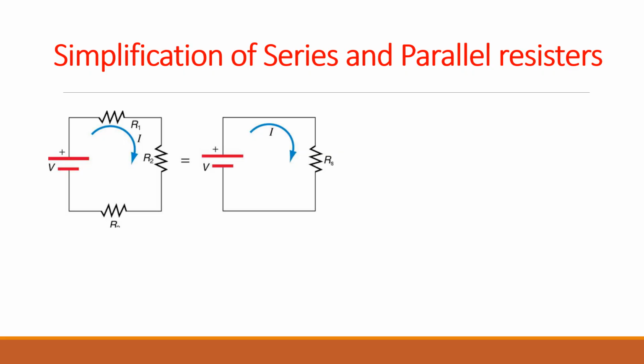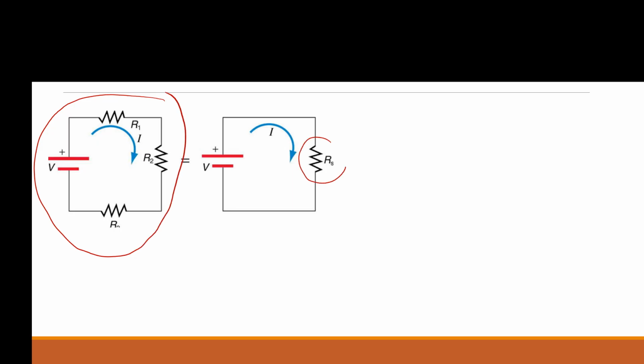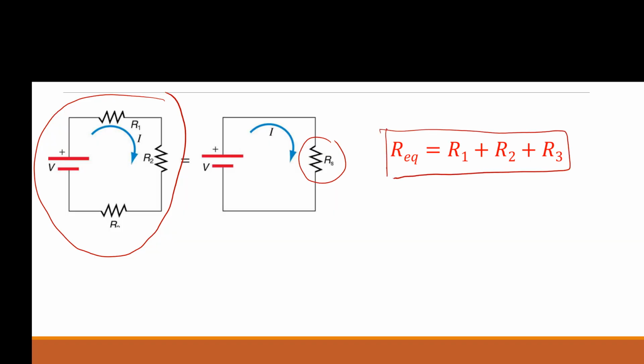Now let's see how to simplify the resistors when they are in series and parallel. In this circuit we have 3 resistors in series. We can simplify it to a single resistor by just adding these 3 together. So when the resistors are in series, we can add them together, and the equivalent resistance is the sum of the 3 resistors. So we can simplify the circuit to a single resistor.